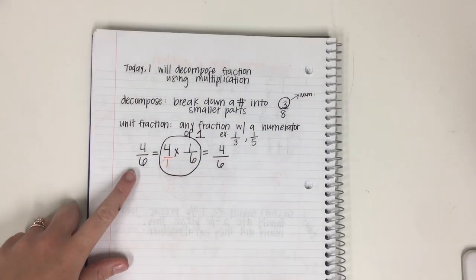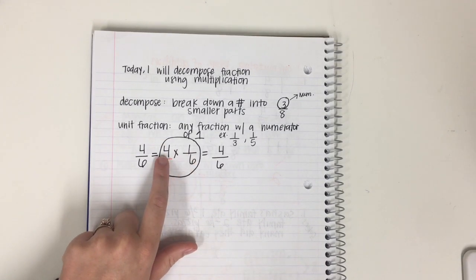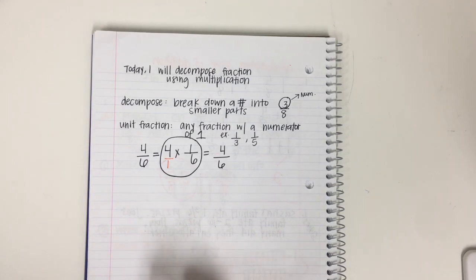So we can decompose a fraction by using a unit fraction and multiplying by a whole number. We just decomposed 4/6. Now I want you to show me how you can represent it using a number line and an area model.